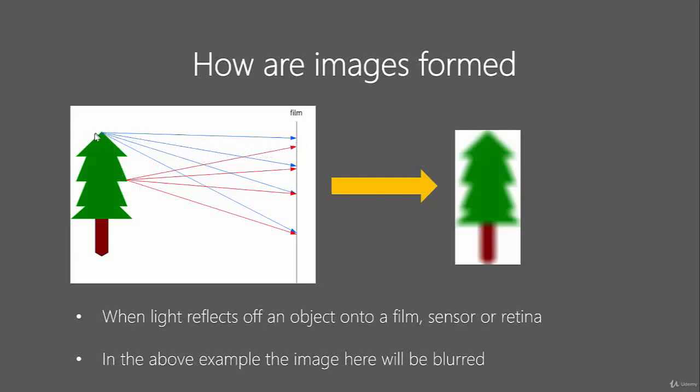So as you can see in this example, what happens here is that the top of the tree and the middle of the tree are going to reflect at similar points along the film. That's not good. That will basically result in an unfocused image or blurred image here. So as we can see, that's not how our eyes or cameras work.